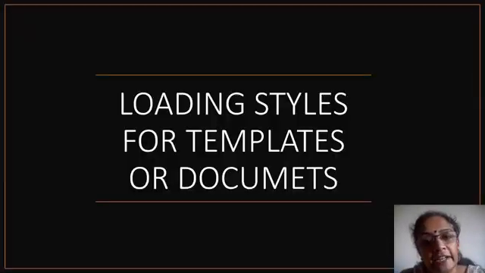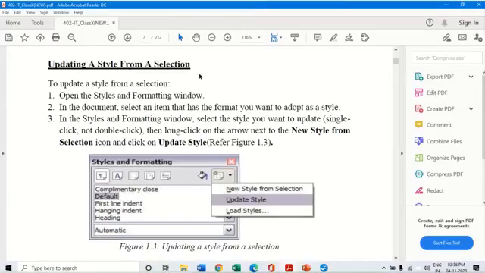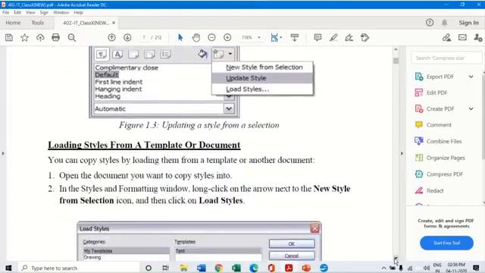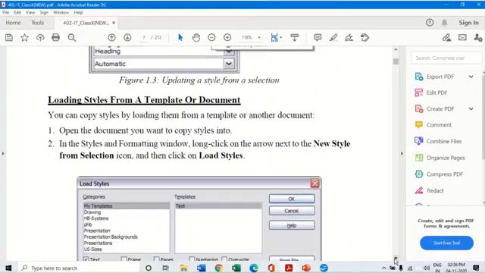After learning how to create a new style and to update the style, we will now understand how to load styles which have been created in other documents, or using styles from other templates which are already predefined templates or predefined documents. In that, whatever templates are there, how we are going to use that in our document. So here we have learned how to update a style from the update style option which is there in the new style selection box.